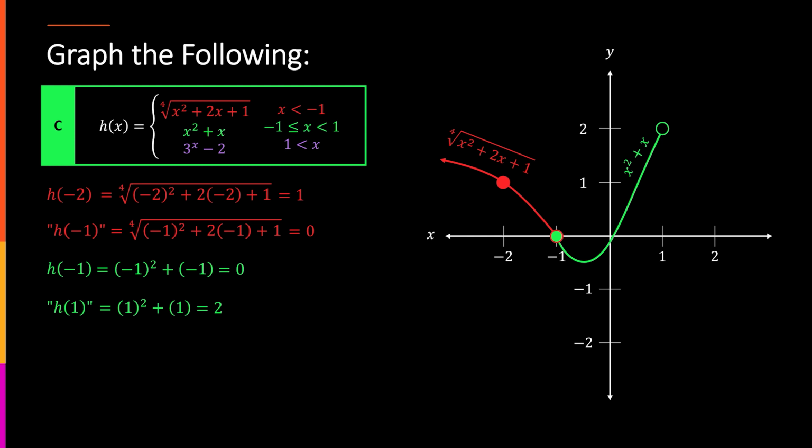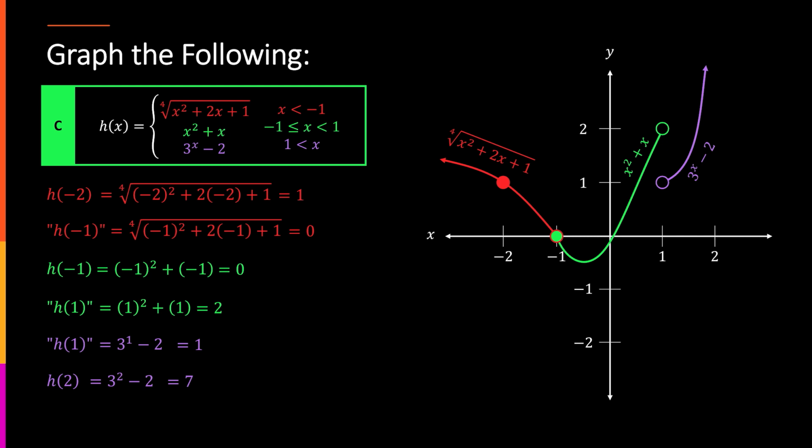And last but not least, I want to do the purple, the exponential. And again, the 1 here is also not included. So it's 1 strictly less than x. So I'm doing quote-unquote h of 1. So I plug in 1 here. I get 3 to the 1 minus 2, which is just 1. So that gets me 1 comma 1. Again, open dot because it's not included. And if I'm not sure what this looks like, I could plug in 2. That would get me 3 squared minus 2. So that's going to be 9 minus 2 is 7. So it's way up top somewhere. So that tells me it just goes up, up, and away.